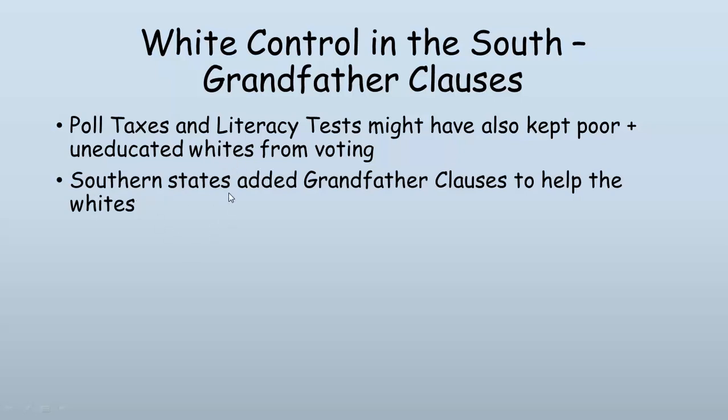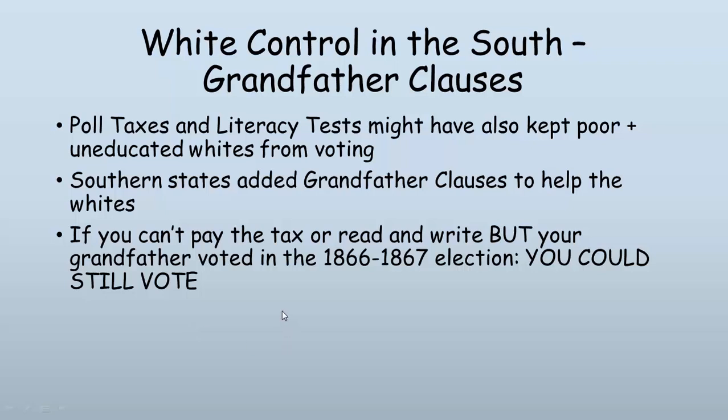So what did the southern states do? They added what were called grandfather clauses to help the whites, not the blacks. And these, once again, are instituted by southern states. Got to keep in mind what the federal government is doing and then what those southern state governments are doing. Basically what it said was, if you couldn't pay the tax, or you couldn't read and write, but your ancestor, a grandfather, father, someone voted in the 1866-1867 election, you were still allowed to vote.